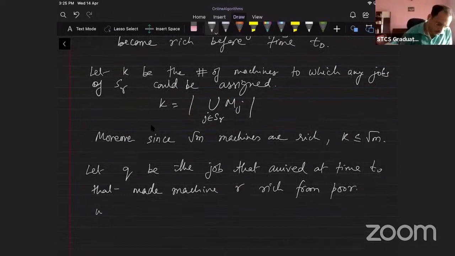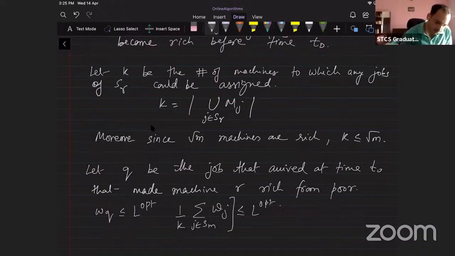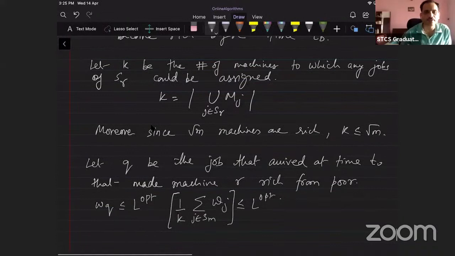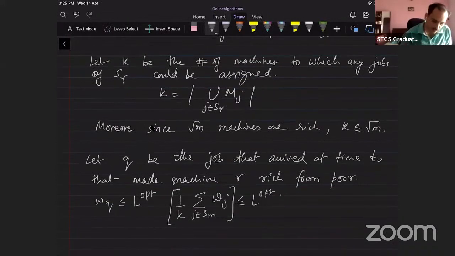So what we know is this is always true, that every job has to be assigned somewhere. So WQ is always less than or equal to LOPT. Moreover, the sum of WJ over J belonging to SM, times 1 by K, is also less than or equal to LOPT. So these are all the jobs, and they can be assigned at most K different places. So the average load at least has to be less than or equal to LOPT.